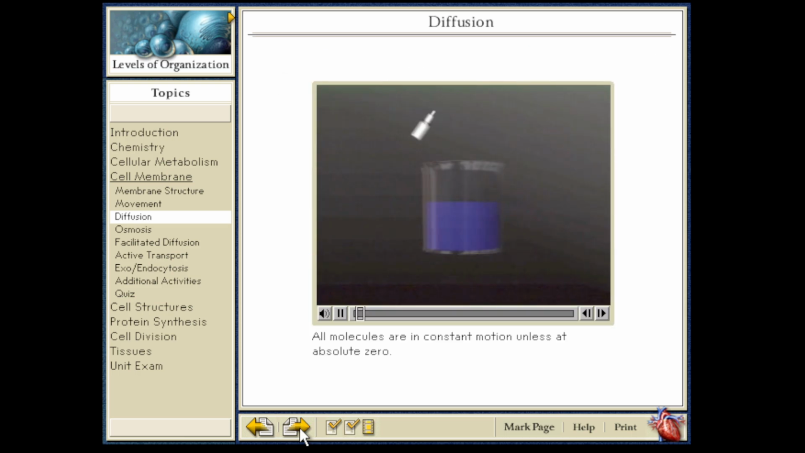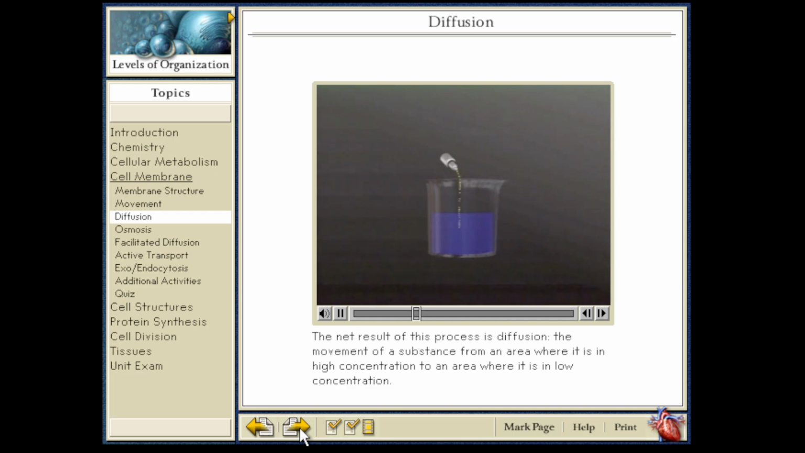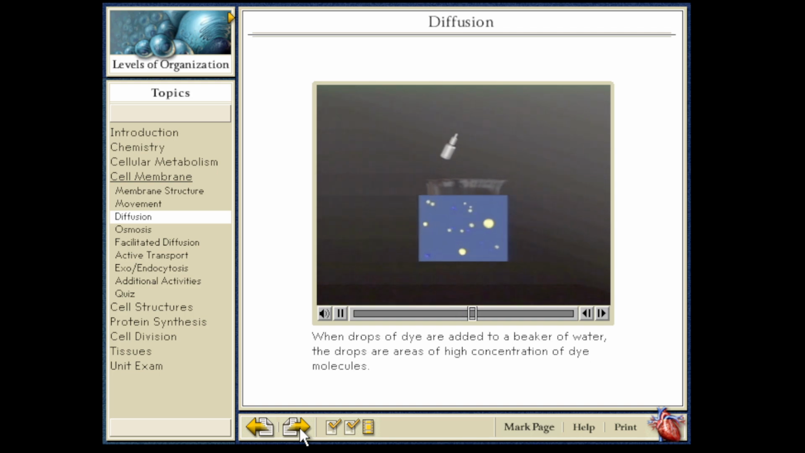All molecules are in constant motion unless at absolute zero. The motion is random, with molecules moving in straight lines until they encounter other molecules. The net result of this process is diffusion, the movement of a substance from an area where it is in high concentration to an area where it is in low concentration.